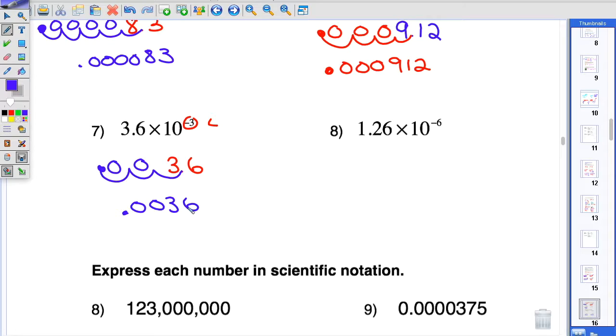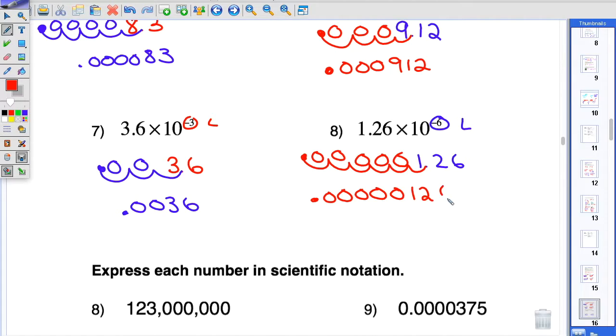Number 8, 1.26 times 10 to the negative 6th power. The negative 6 tells us we move our decimal point to the left. Rewrite our number. Put your pen on your decimal point and go to the left 6 places: 1, 2, 3, 4, 5, 6. Drop in zeros. Rewrite. And our number written in standard form is 126 millionths.